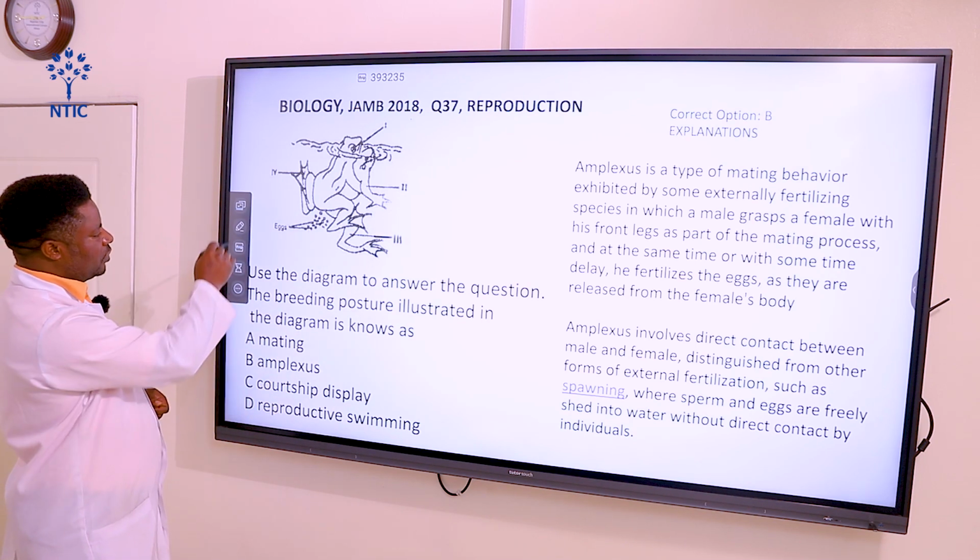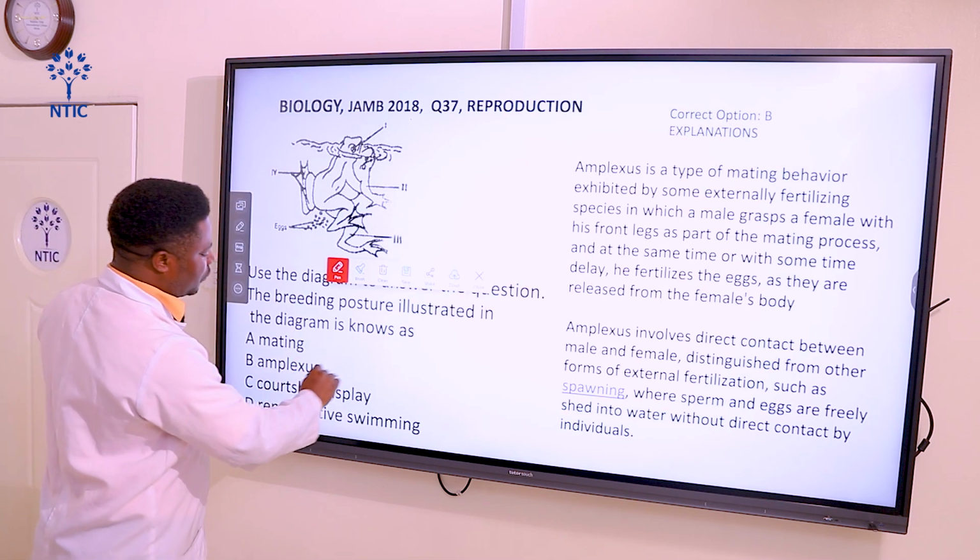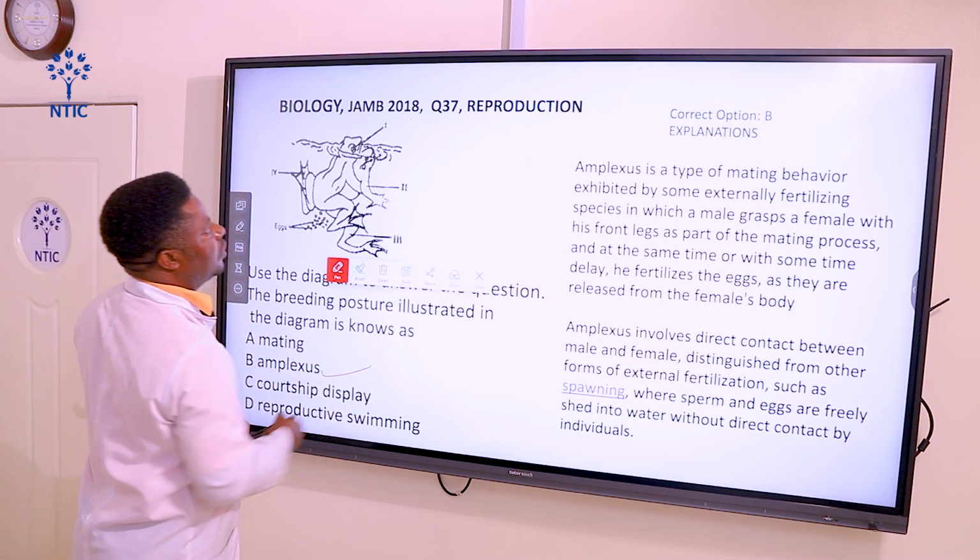So the correct answer to this is amplexus. Okay, the correct answer is amplexus. Next question.